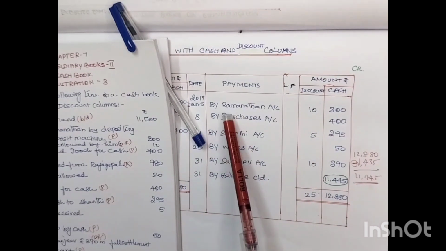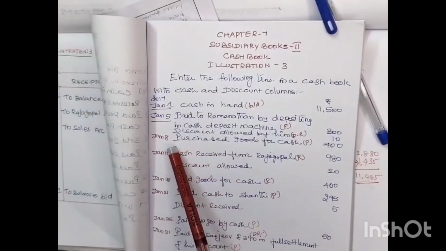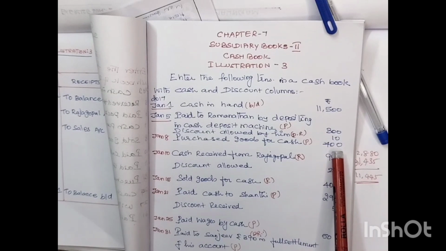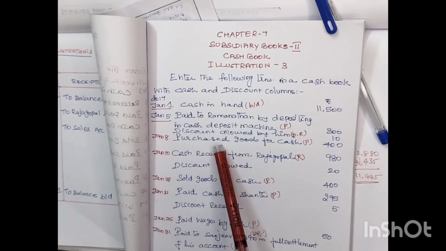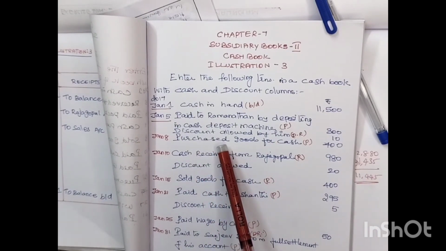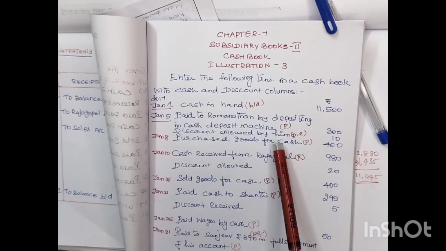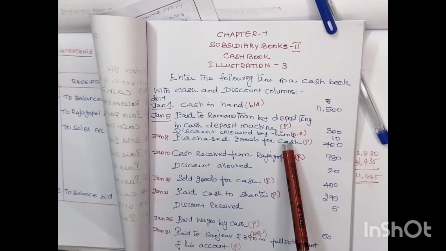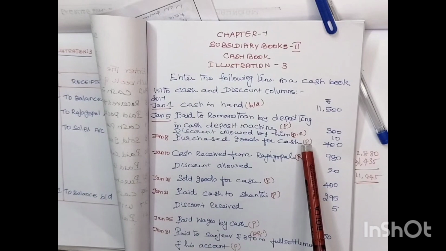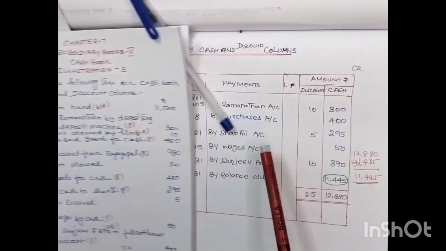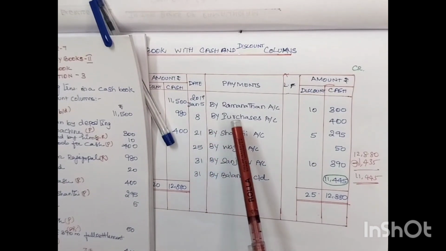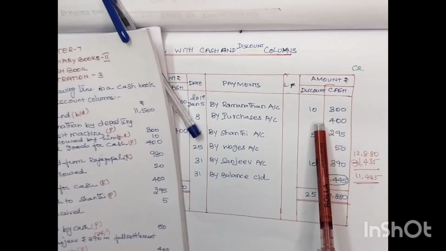Then the next transaction is January 8, purchased goods for cash rupees 400. Purchased goods means expenses. You made purchases through cash. So when your cash account decreases, the cash account will be credited. So you go to the credit side, dated January 8, by purchases account 400 rupees.